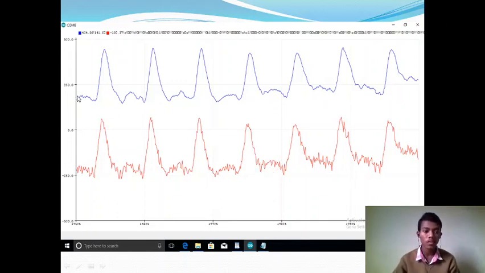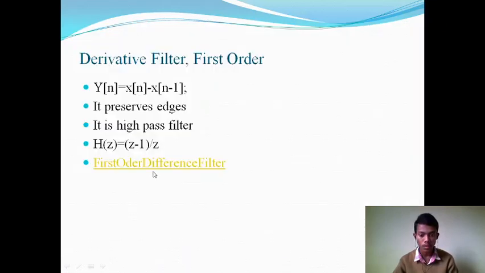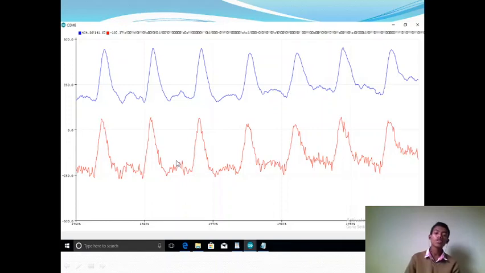So this is the output of the moving average filter. If you observe clearly, it is smoother than the previous one. It is smoother than the input, so it is removing high frequency components. Moving average filter will act as a low pass filter. It will smooth the curve.